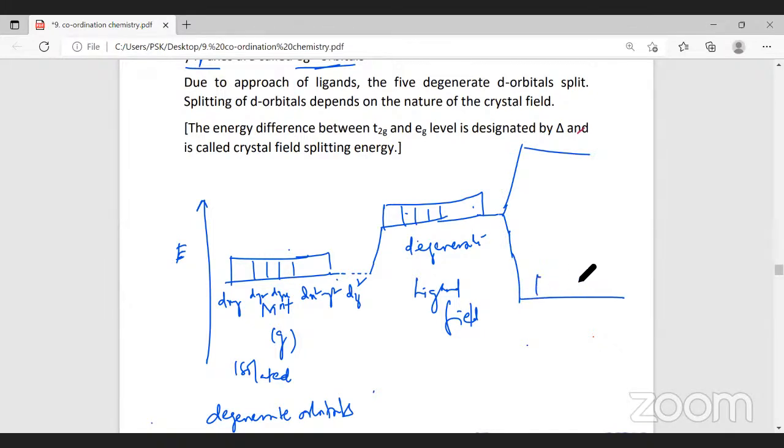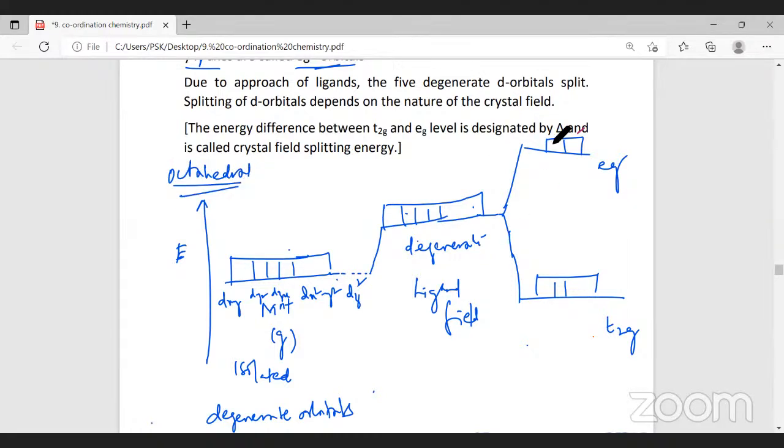When it gets split like this, 3 orbitals will go to a lower energy level called t2g. G stands for gerade. T and 2 is a representation. And totally 5 orbitals are there. 3 go here, the other 2 go here. And this is called the eg level. eg is called ungerade, or we represent it only as eg. Don't worry about the names of it. This is a French name. This is for octahedral complexes.